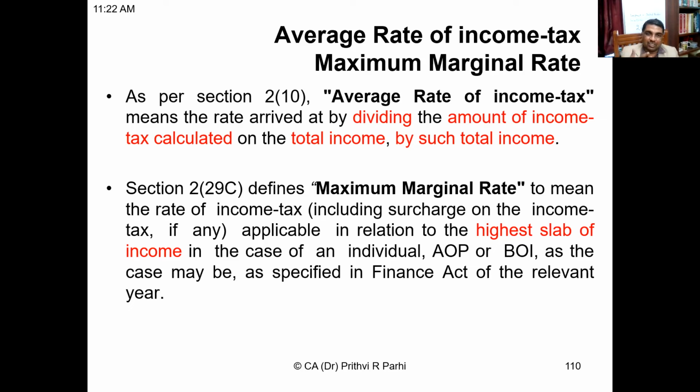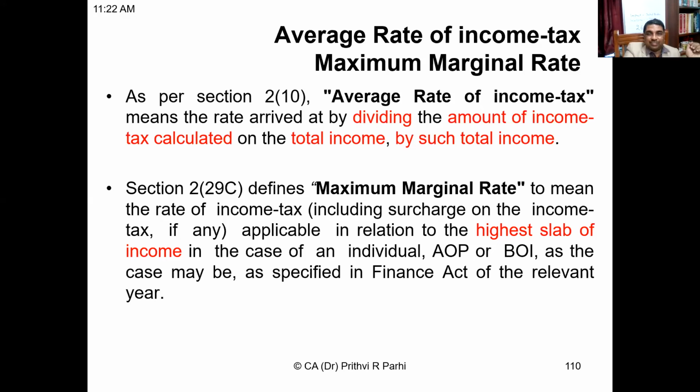And sometimes you'll find that instead of the words average rate of income tax, the law says maximum marginal rate. That means the rate of income tax, including surcharge, applicable in relation to the highest slab of income. The highest slab of income for an individual is 30%. The rate applicable is 30%, plus surcharge you can add. So that is called the maximum marginal rate. These two are different things. One is average rate of income tax. Second is maximum marginal rate. Sometimes we'll be referring to these terms. Understood this?